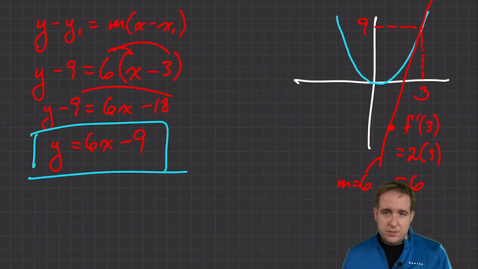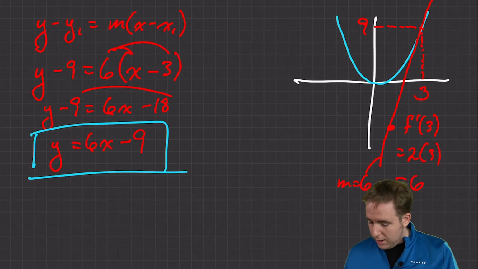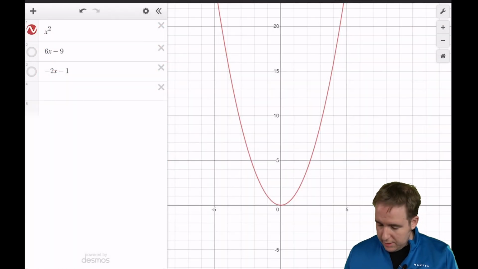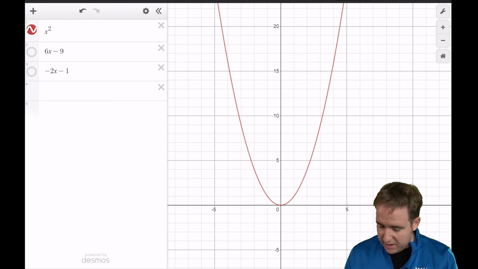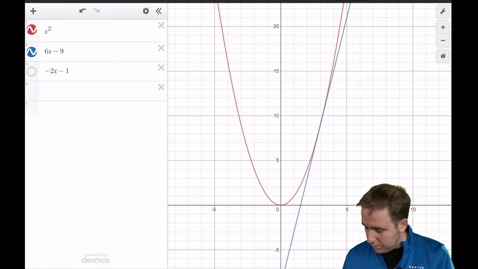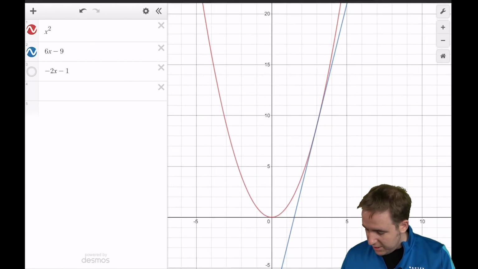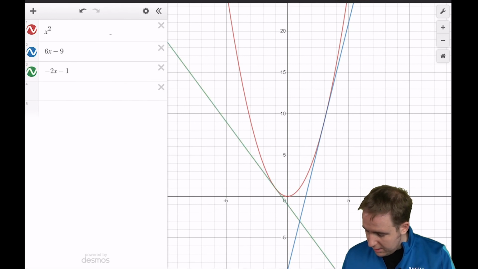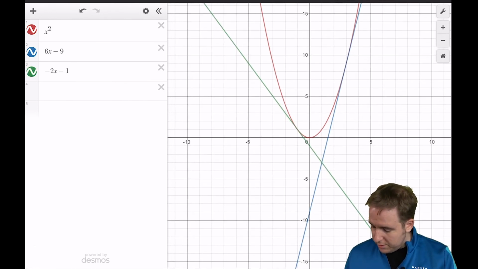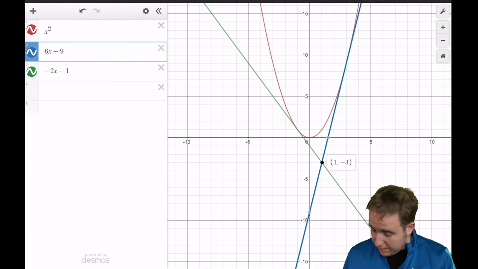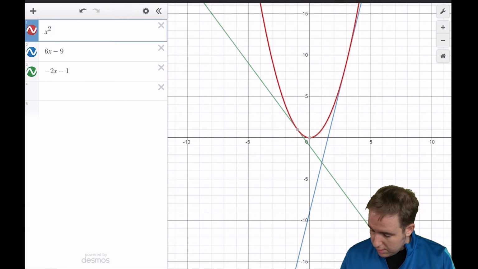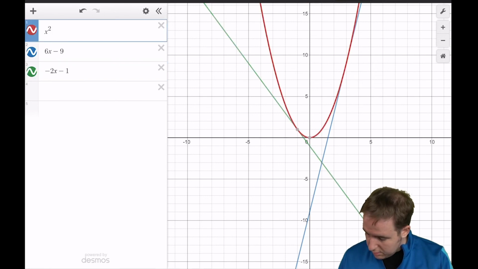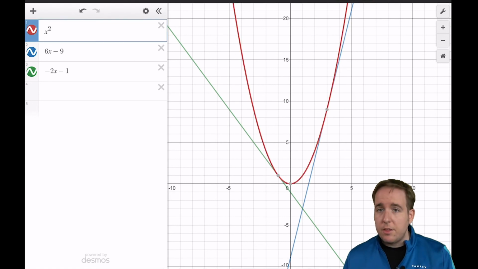And let's just take those things over to Desmos. So here is x squared in red, and 6x minus 9 was the second one we found. And there is this blue line, and its tangent right there. And if you look down there, there is the point 1, negative 3. And these are, that's 1, negative 1. And that is, if I can find it, that is the point 3, 9. So that all went together.